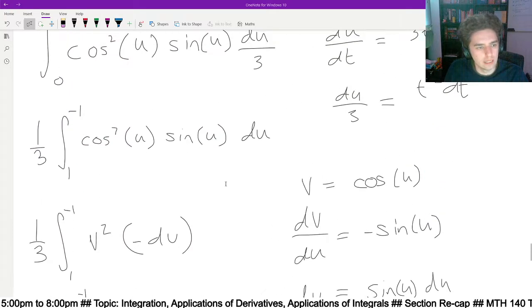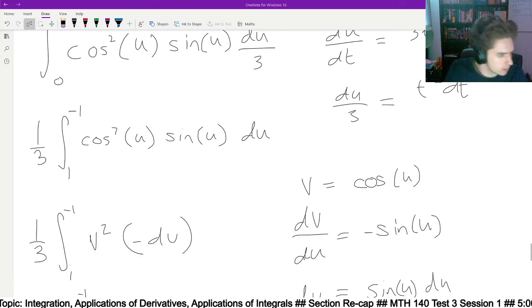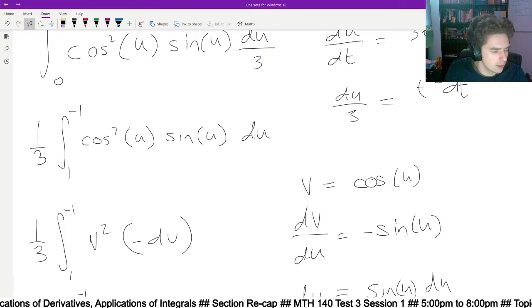Okay, so let's get back to the textbook though. So that was nice. That was good practice. I just wanted to do a double substitution one. Let's take a look at 5.6, integrals involving exponential and logarithmic functions.